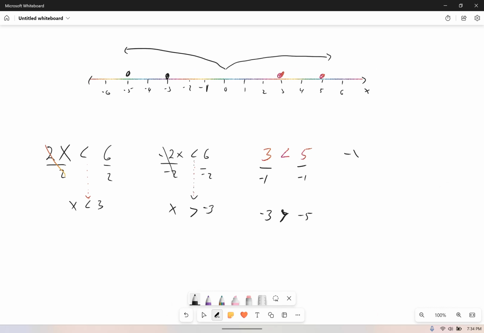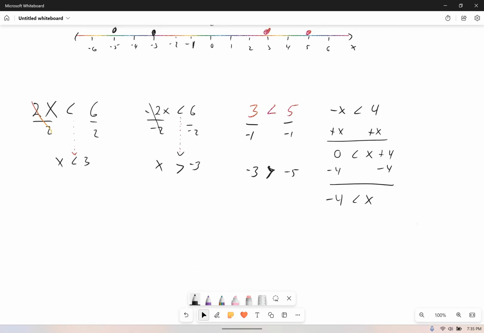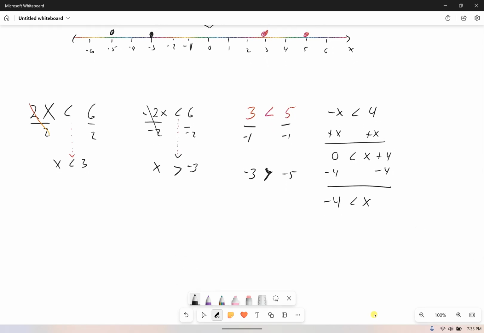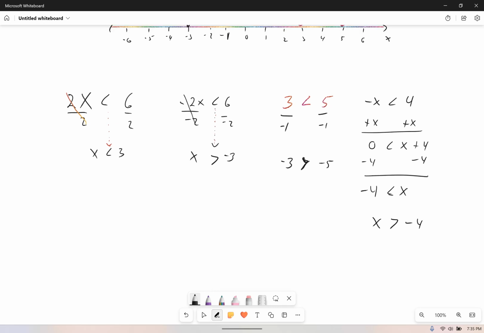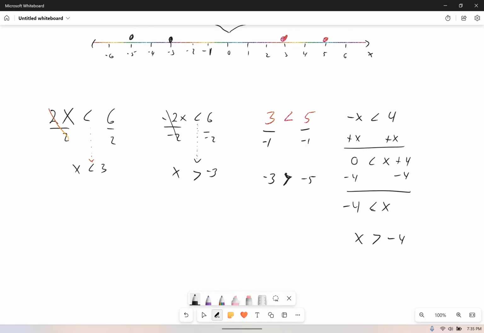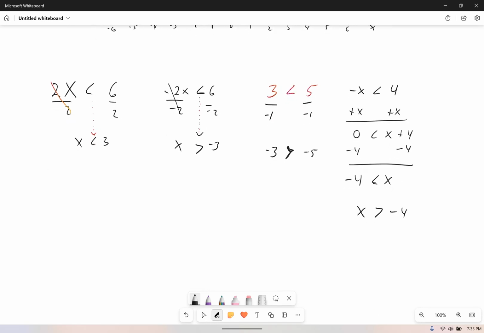And one last way to show this is this. If I had a negative x is less than, let's just pick 4. If I added x to both sides, I would get 0 is less than x plus 4. Subtract 4, and I would get negative 4 is less than x. Well, if negative 4 is less than x, that means that x has to be greater than negative 4. So, like I said, the long and short is this. If you are going to multiply or divide over an inequality sign by a negative value, the direction of the inequality sign has to switch.